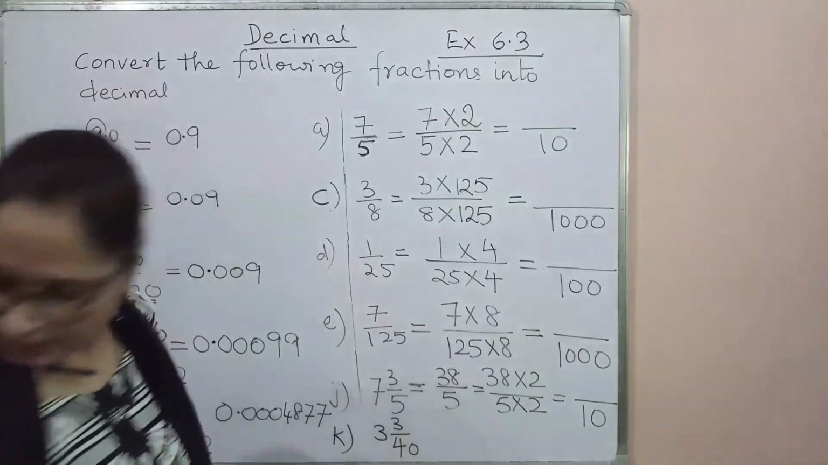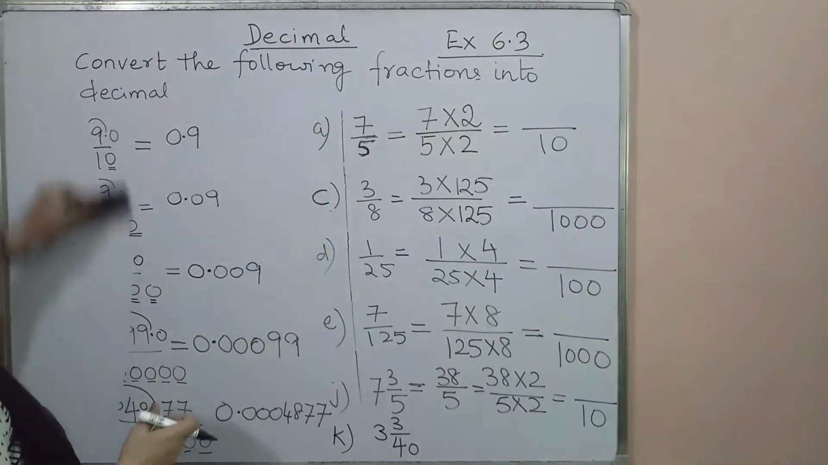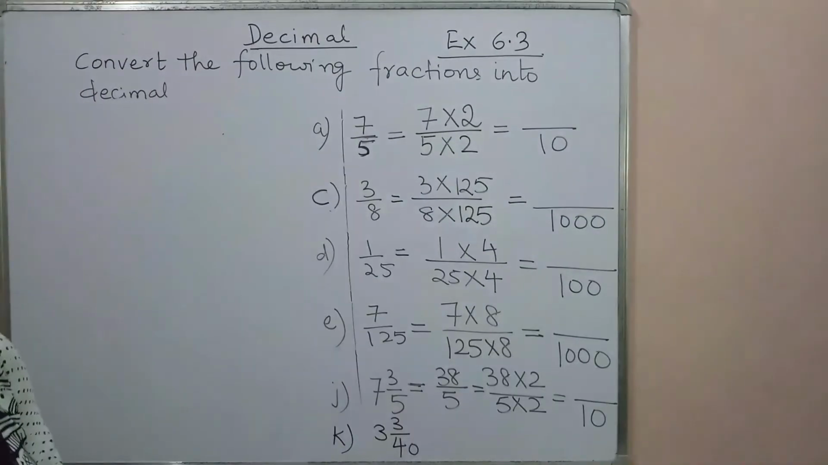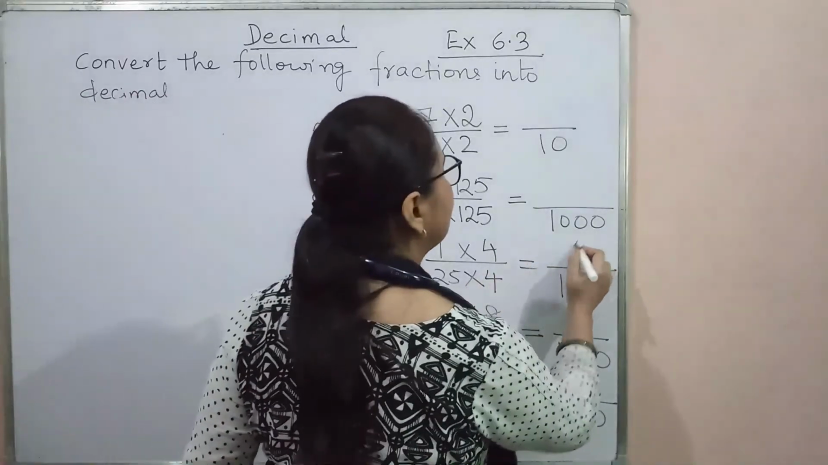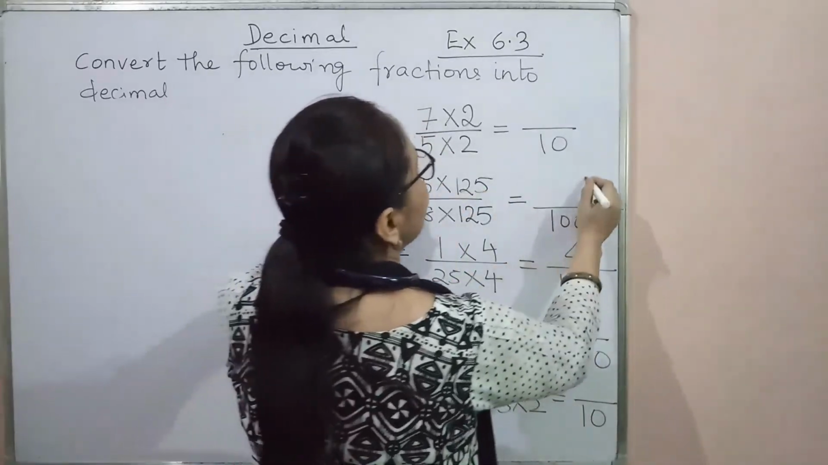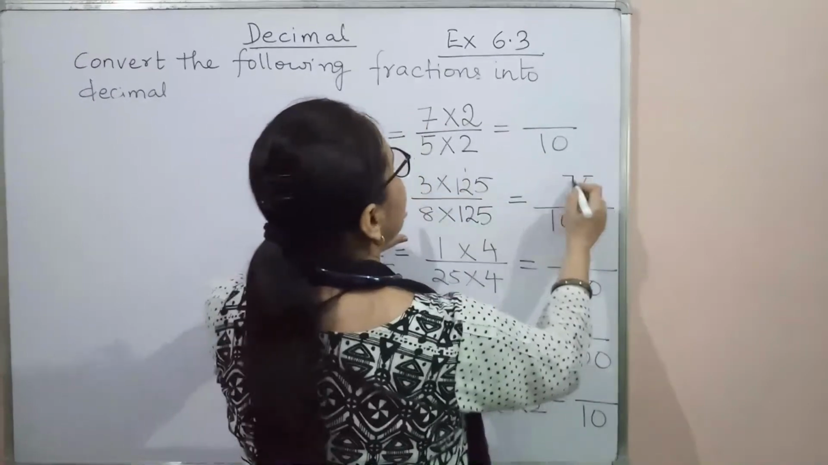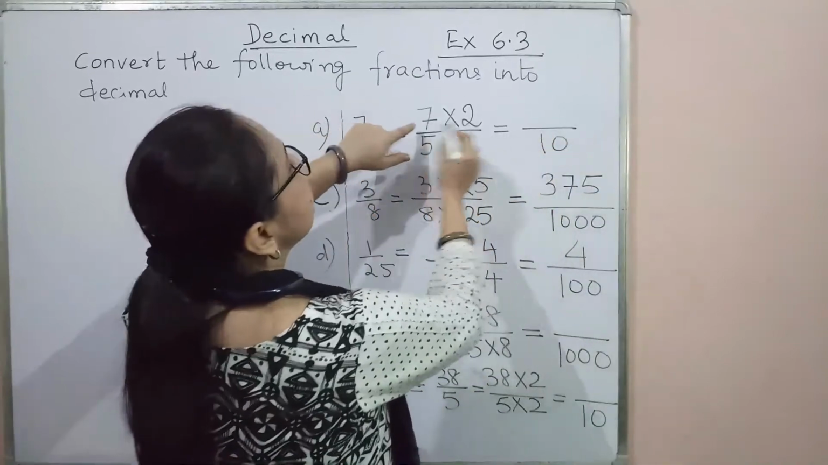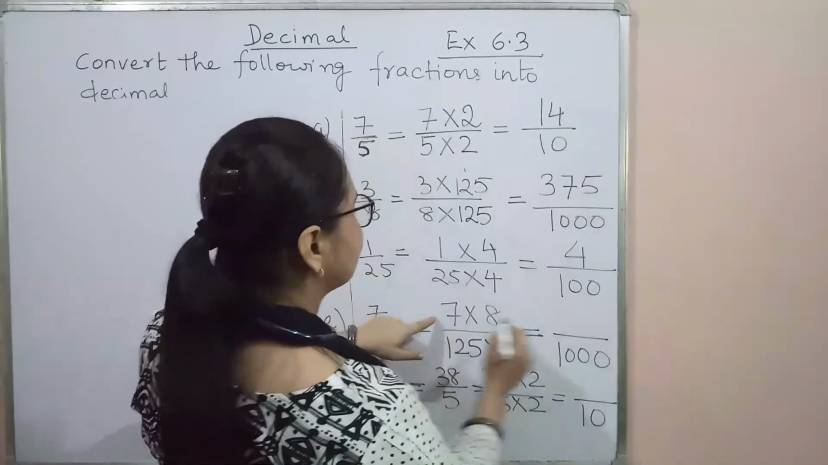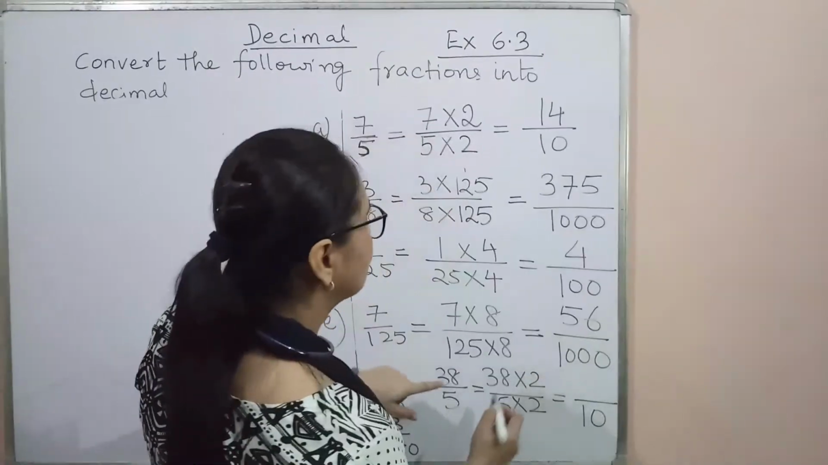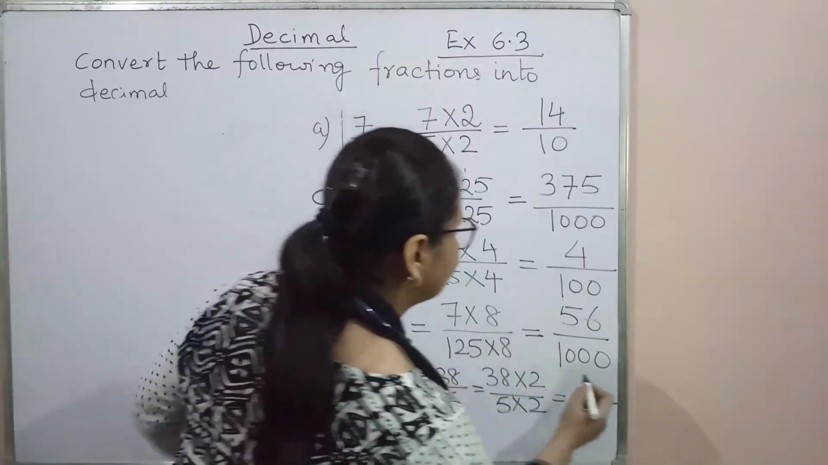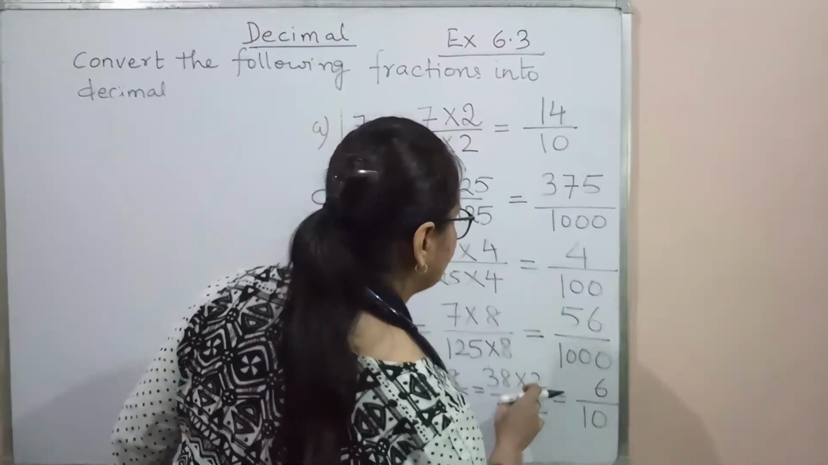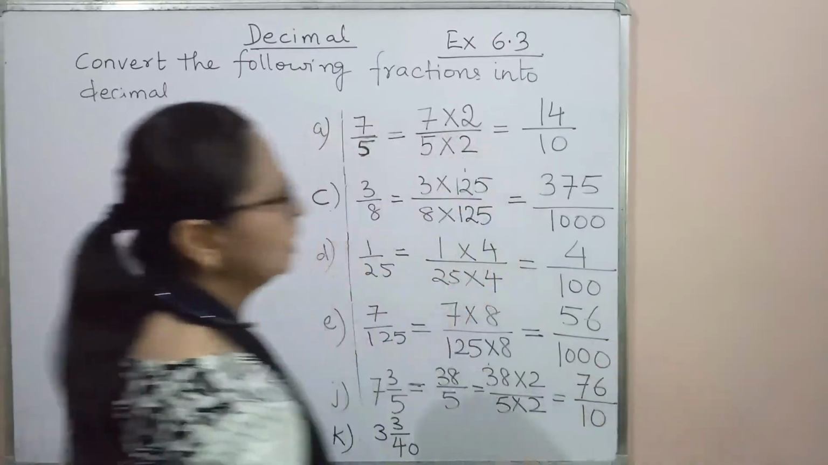Now, let me rub this part of the question. So we have 4 upon 100 here. We have 3 5s are 15, 1, 3 2s are 6, 7, 3 1s are 3. So 375 upon 1000, 7 2s are 14 upon 10. Here 7 8s are 56 upon 1000, and 2 8s are 16, 1, 2 3s are 6, 76 upon 10.